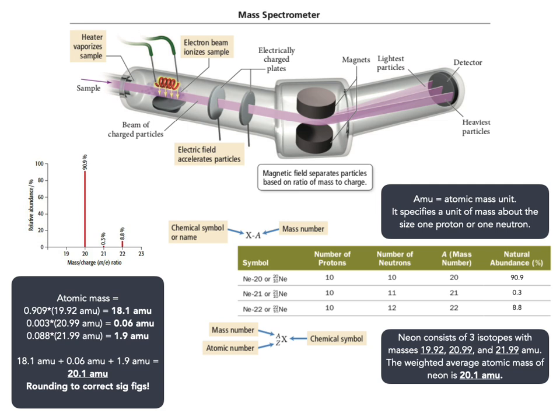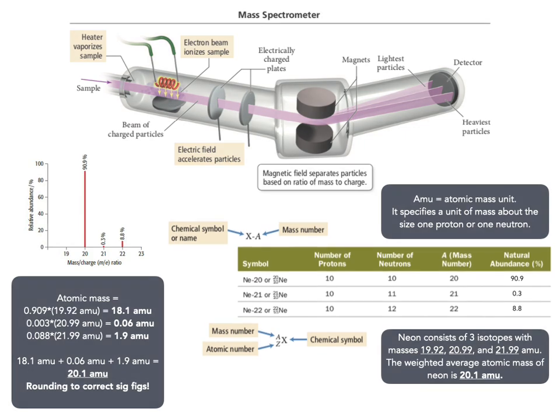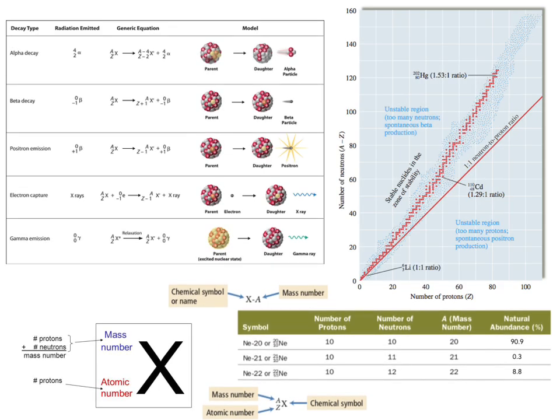Notice that the atomic mass of neon is closer to 20 than to 21 or 22. Naturally occurring neon contains more neon-20 atoms than neon-21 or neon-22 atoms. So the weighted average mass of neon is closer to 20 AMU than to 21 or 22 AMU. The essential concepts for this video are as follows. Be sure to understand atomic number, mass number, and the weighted atomic mass average.